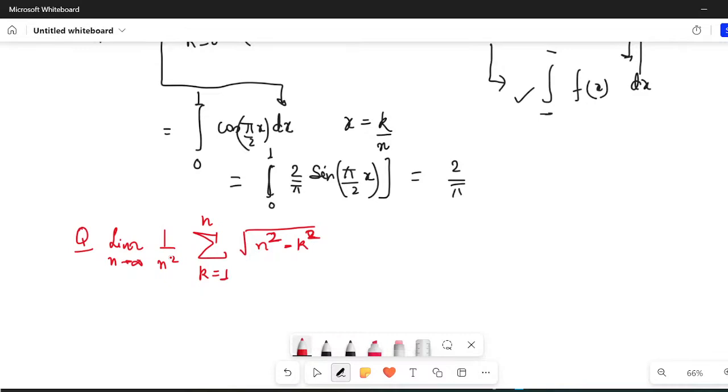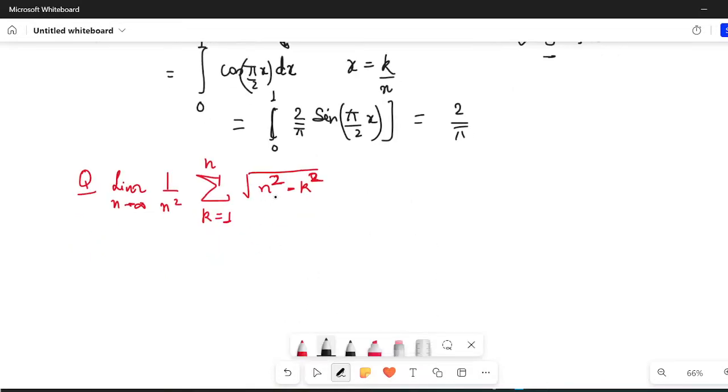Okay, let me do it for you. What you can do, as given above, is take n common from here, and from here. If you take this n common out, what will happen? This will become limit n tends to infinity, 1 upon n, summation of root over 1 minus k upon n whole square, where k goes from 1 to n.